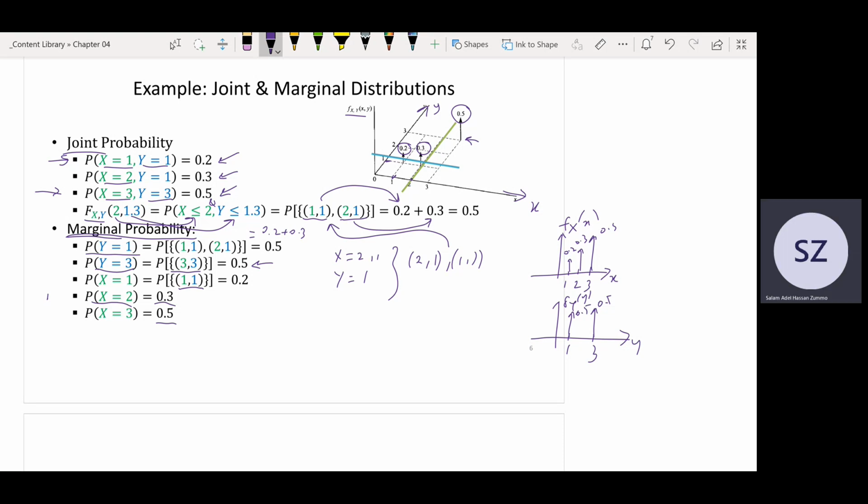Okay. Now this is the marginal PDF of x. This is the marginal PDF of y, and this is the joint PDF. We combine them together. Okay. Is that clear?